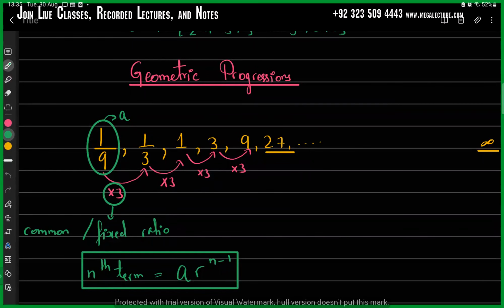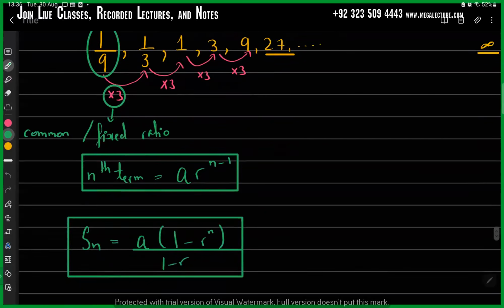The nth term formula in case of geometric progression is basically a into r power n minus 1. a is the first term, r is the fixed ratio, that is 3 in this case, and it would be the same because it's a common ratio. And then we have n minus 1. Similarly, just like arithmetic progression, the next thing is the sum formula. If you have a geometric sequence and you have been asked to add the first 100 terms, you are going to use this formula. a is the first term, r is the common ratio, n is the number of terms that you are adding.